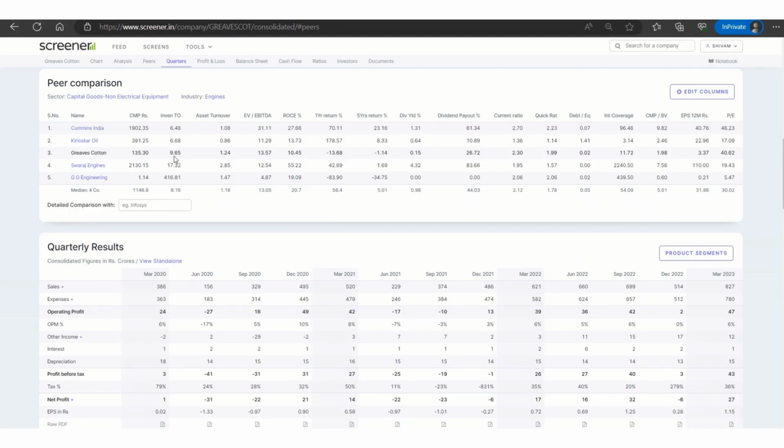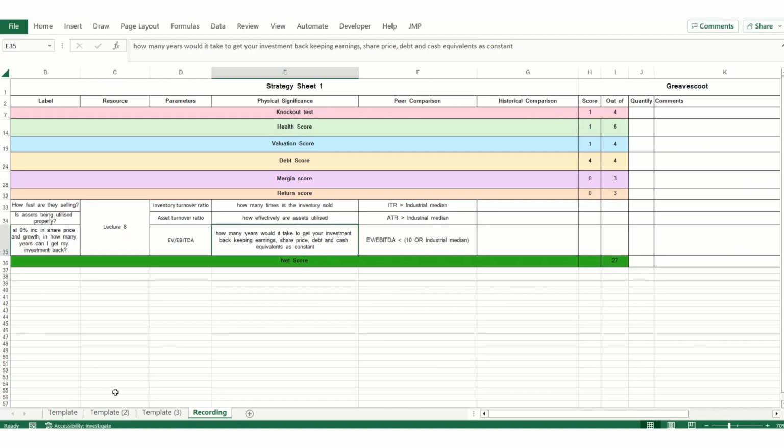Here you can see that your inventory turnover ratio for Greaves Cotton is 9.65, which is higher than your industrial median. It's good. Even if you compare across peers, it's still higher. And your asset turnover ratio is also 1.24, which is higher compared to its peers and higher than the industrial median. So let's go and fill in your 1 score here.